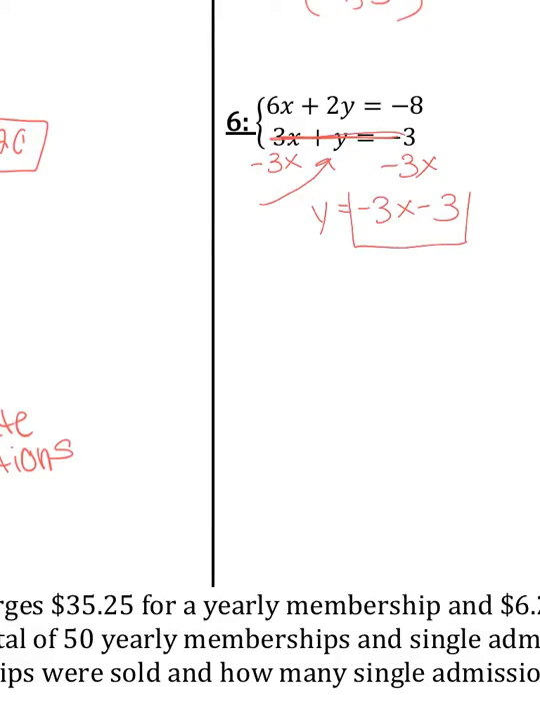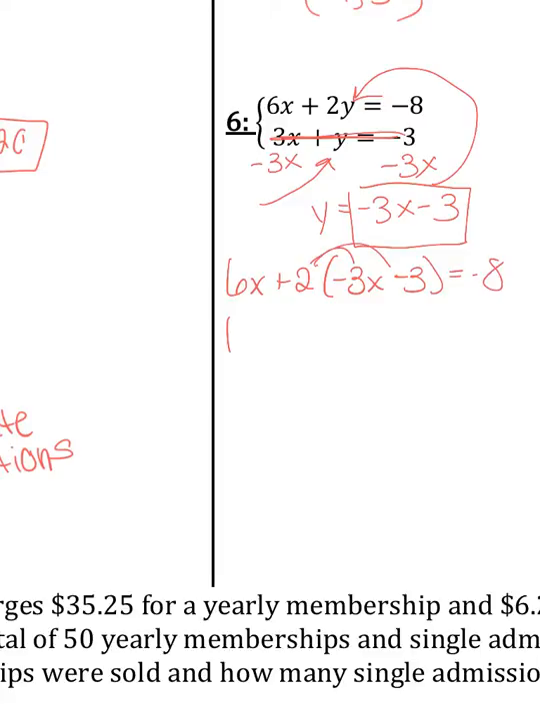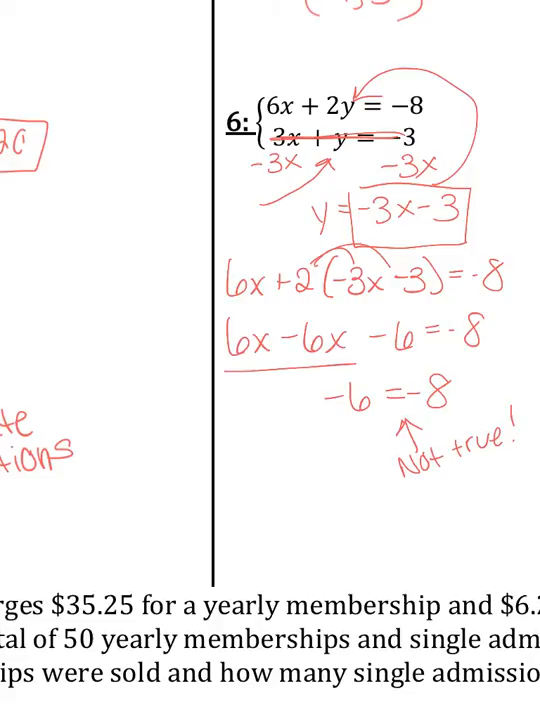So I'm going to take that value for y. Let's plug it in for that y up top. So I get 6x plus 2 times negative 3x minus 3 is equal to negative 8. We'll distribute the 2. And then I'll combine like terms, and I notice that they cancel. This is not true, what's left over, and we call that no solution. Hopefully this is ringing a bell.